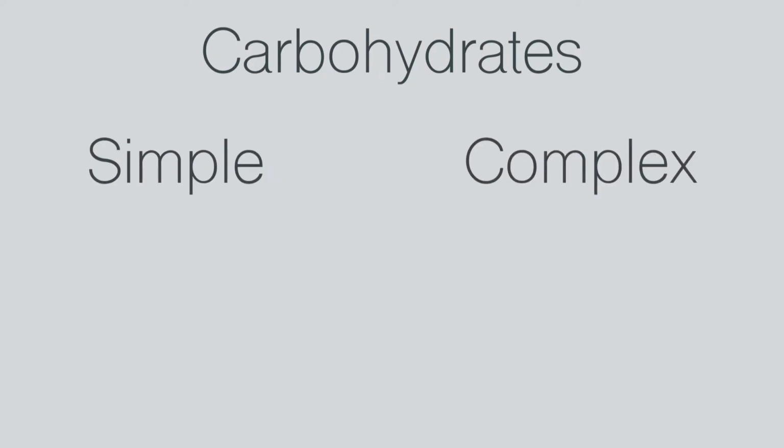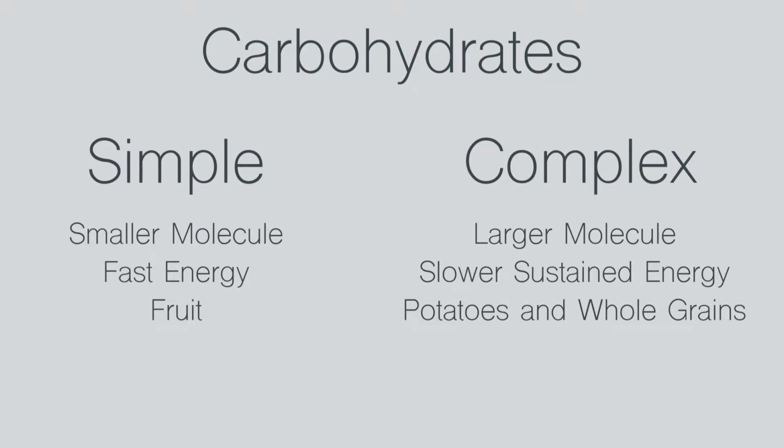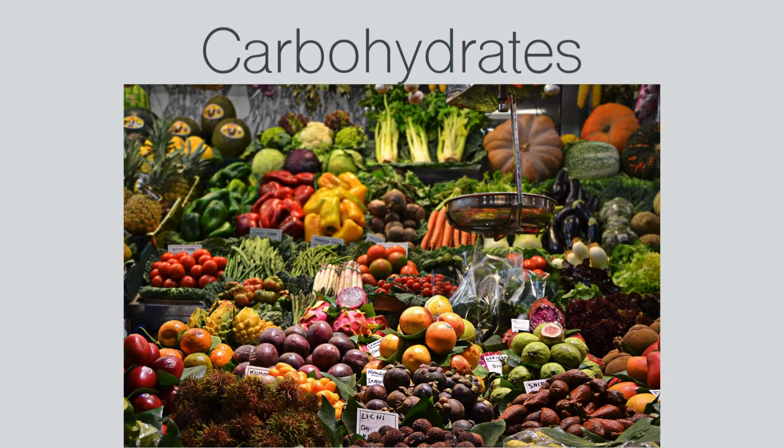Simple carbohydrates are a much smaller molecule, so they're rapidly broken down and utilized for just short periods of energy. Fruit is a very good form of simple carbohydrates. Complex carbohydrates are a much larger molecule, so they take some time to break down in the body, so they're utilized for energy for longer periods of time. Some examples of complex carbohydrates are potatoes and whole grains. Fruits, vegetables, grains, and legumes can supply all three of the macronutrients, but they are a significant source for our carbohydrate intake.